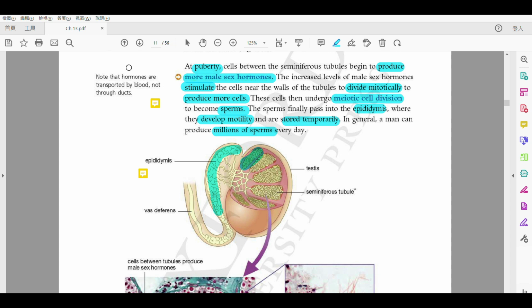The next part we're going to talk about is the hormones. This is related to your future Chapter 18, but we've learned that in Chapter 6 as well. Remember that hormones are transported by blood, not by ducts. Ducts are tubes. So what will be transported by ducts?